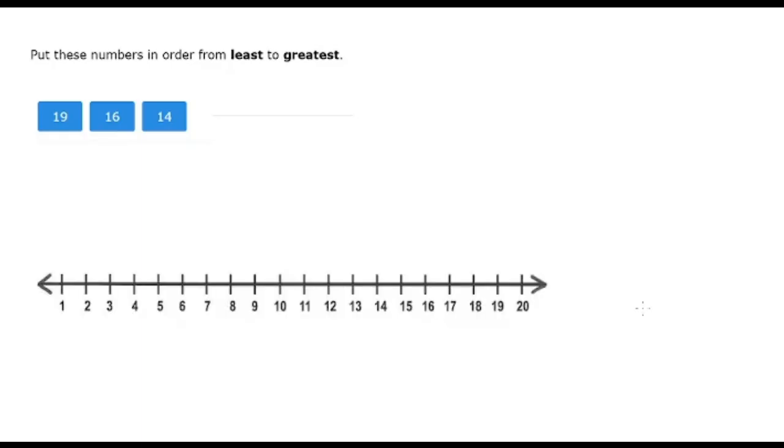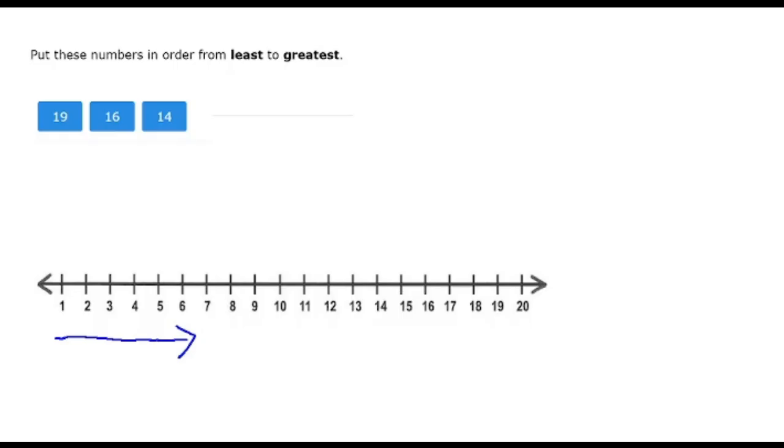But another way to do it is you could take a look at this number line. And usually when you look at a number line, the way you read it is this way, the way the arrow goes. So the first number is 1, then 2, then 3, then 4. You know that 1 is less than 2 because it comes before 2.